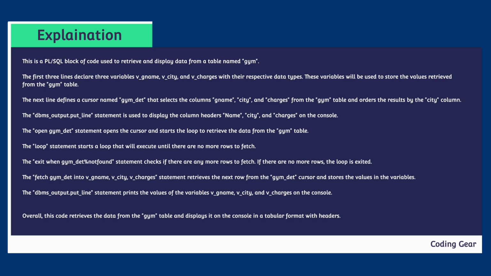The next line defines a cursor named gym_det that selects the columns name, city, and charges from the gym table and orders the results by the city column. The dbms_output.put_line statement is used to display the column headers, name, city, and charges on the console. The open gym_det statement opens the cursor and starts the loop to retrieve the data from the gym table.